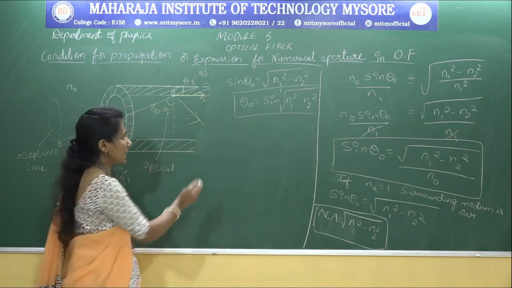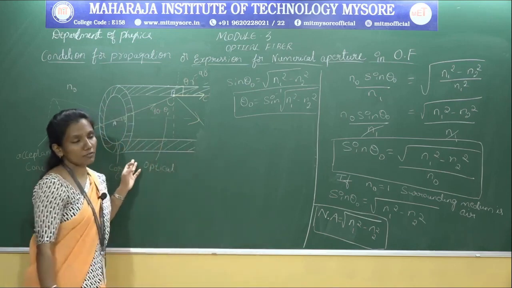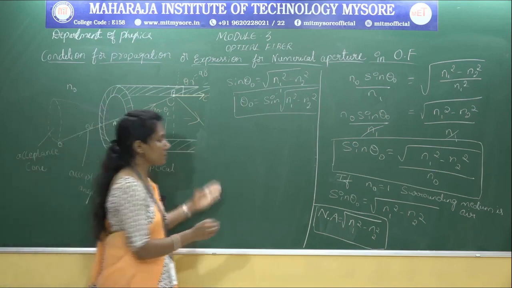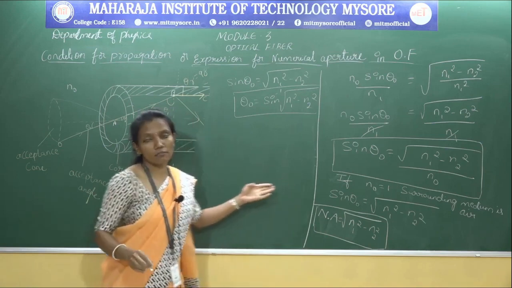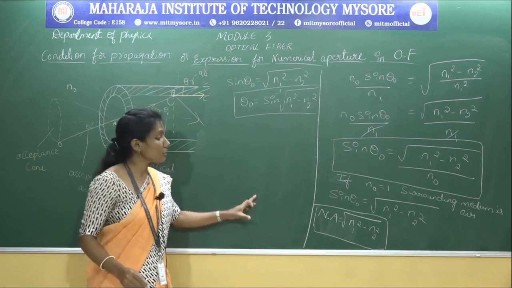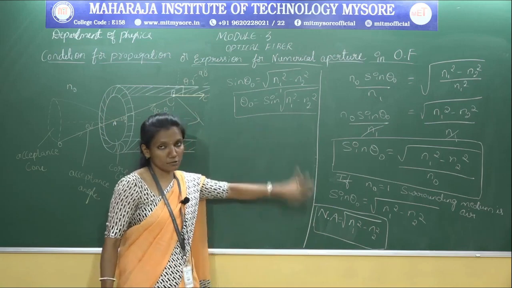And what is numerical aperture? Numerical aperture means it is the collection of the rays of light. So numerical aperture is the maximum angle at which the ray of light will be gathered inside the optical fiber. It is a measure of the efficiency of the optical fiber.